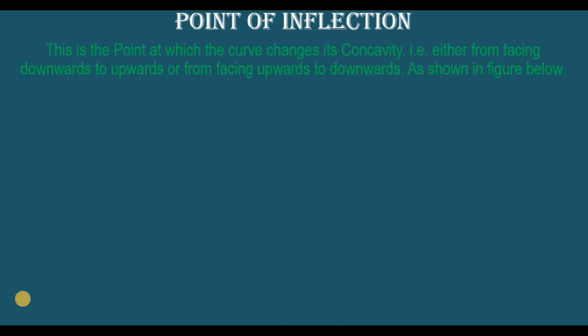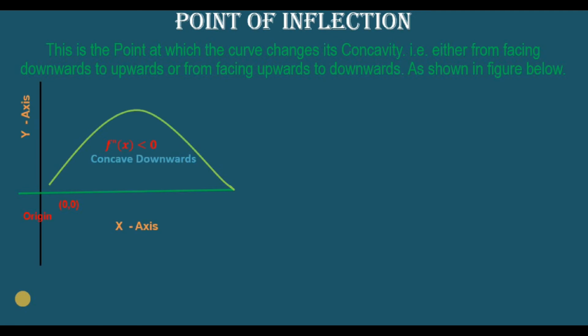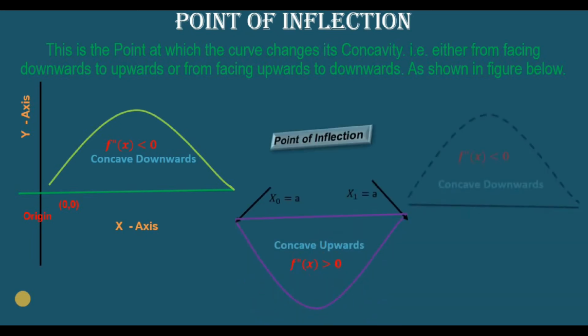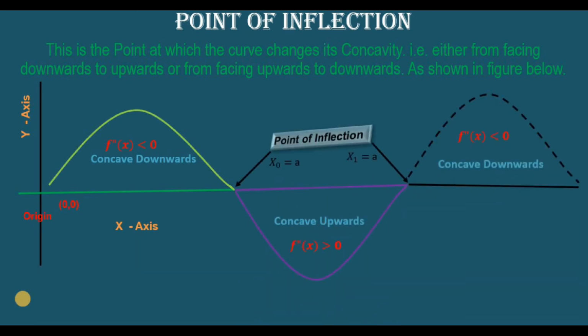Now the point of inflection. This is the point at which the curve changes its concavity, either from facing downwards to upwards or from facing upwards to downwards, as shown in the figure. This is facing downwards because the result of the second derivative is less than 0. Then it is concave upward at a point where the result of second derivative is greater than 0.